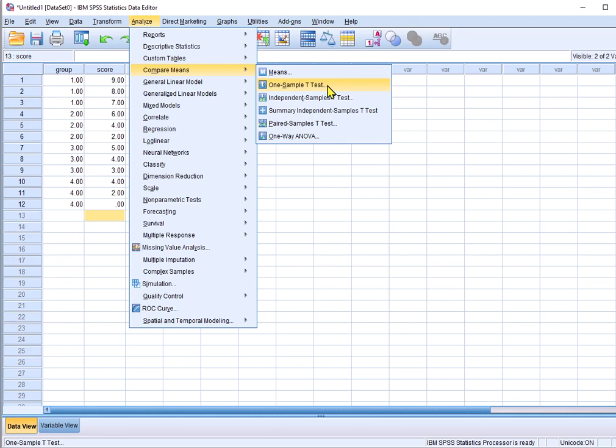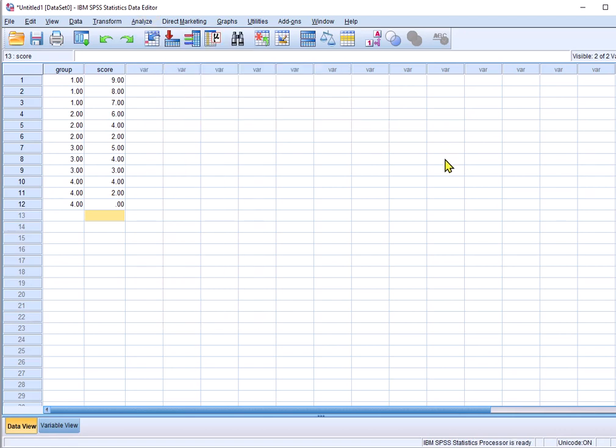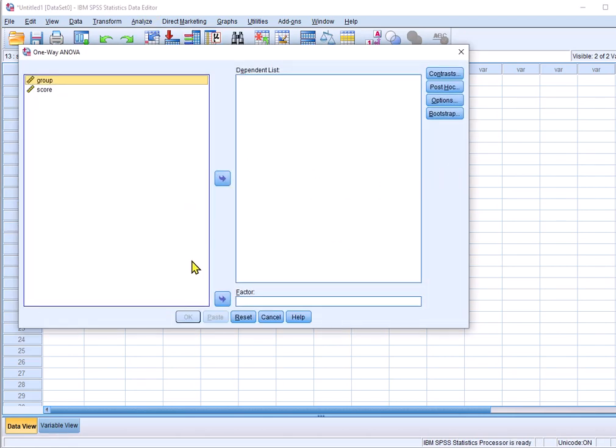I can do a one sample t-test, independent samples t-test. And by the way, if you wanted to do that, you can designate which groups you wanted to run here. I'll show you that in a second. But let's do it the right way first. Let's do a one-way ANOVA. So I enter my independent variable down here under factor, and I enter my dependent variable up here where it says dependent list.